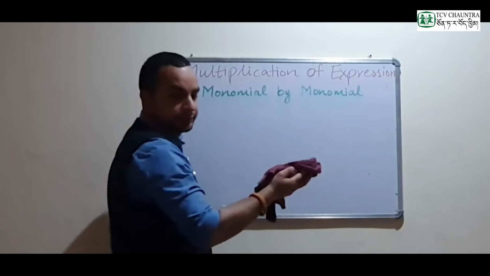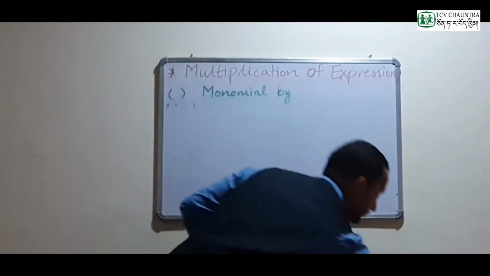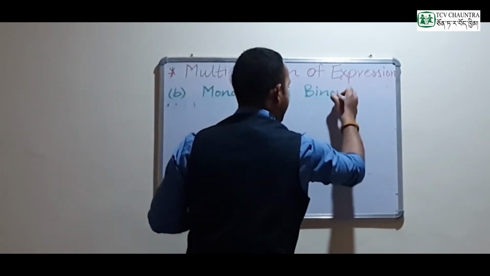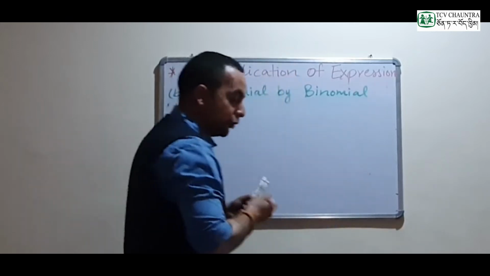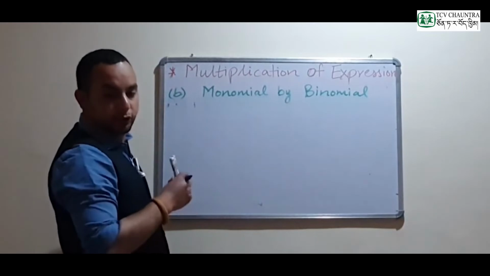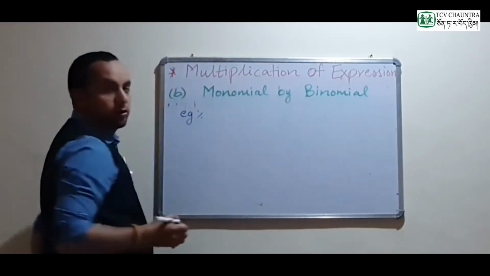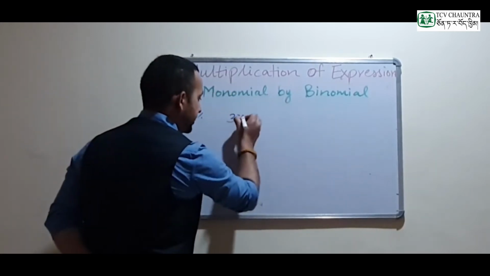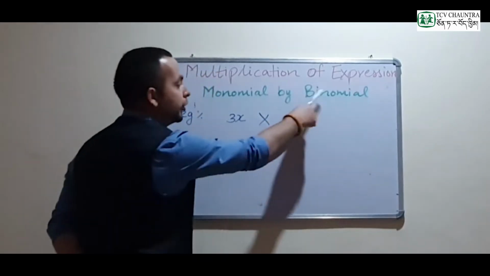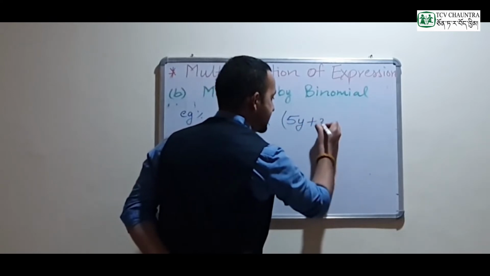monomial by binomial. Binomial means two terms, monomial means one term. Okay, now we are going to multiply the monomial by binomial. So let's take an example. First we are going to take an example of monomial. So 3x. 3x is a monomial. Multiply, and for the binomial example, that is 5y plus 3.